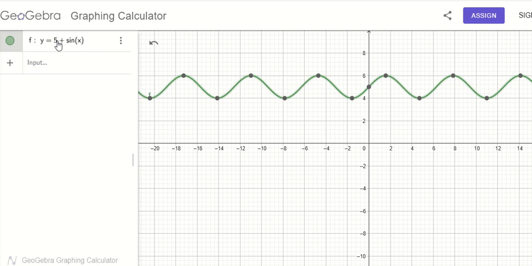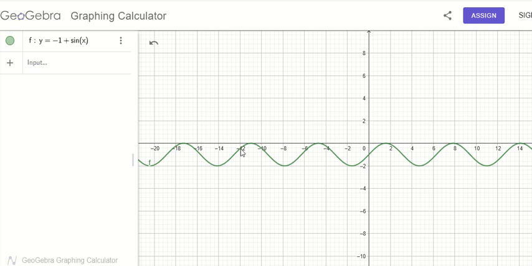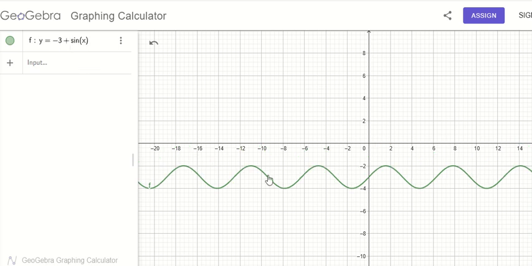And then I'll put in something bigger again, so 10, and it moves all the way up again. And then if I'm to put in a negative number, I'll put in -1 first, and it should move back down below the x-axis. So our midline there will be below the x-axis, so it's no longer the x-axis. Now if I put in -3, the graph moves down here.